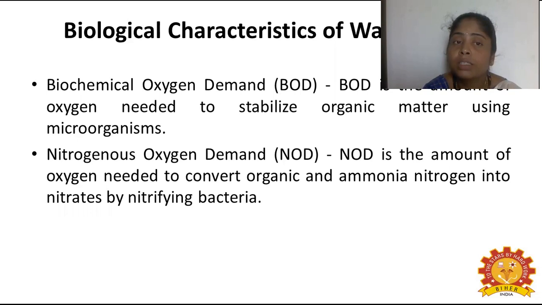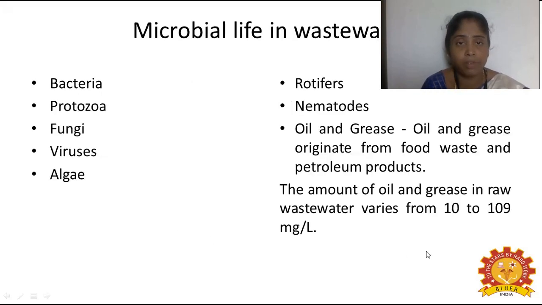The next important biological characteristic is the NOD, the nitrogenous oxygen demand. It is the amount of oxygen needed to convert the organic form into the inorganic form. This means that organic nitrogen or ammonia can be converted into the nitrate form with the help of nitrifying bacteria. This will be seen in the case of nitrogen fixation. So the NOD represents the nitrogenous oxygen demand, the amount of oxygen needed to convert ammonium nitrogen into nitrate by nitrifying bacteria.